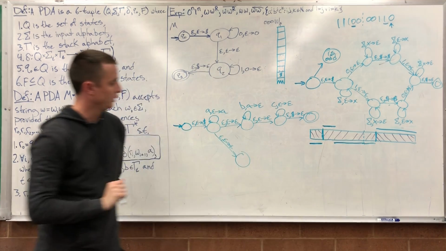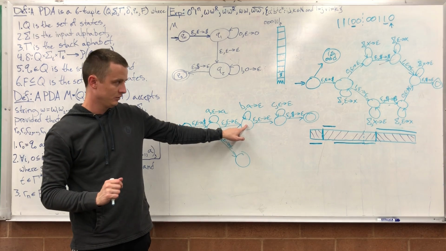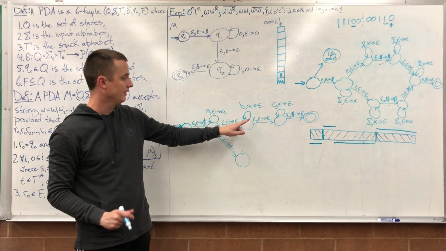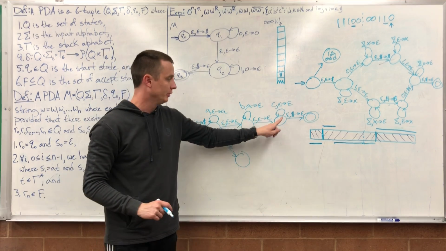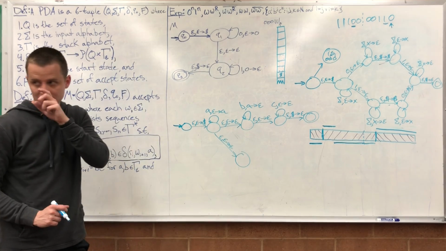So this branch of the computation is making sure that our A's and our B's have the same amount. So we count our A's here. Every time we read a B, pop an A. That way we have the same many A's and B's. We don't care how many C's we have. The stack just better be empty by the time we accept.